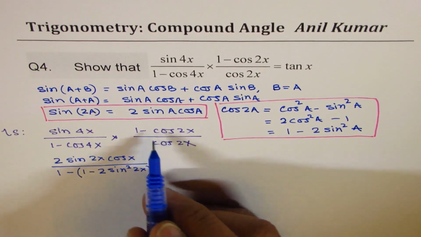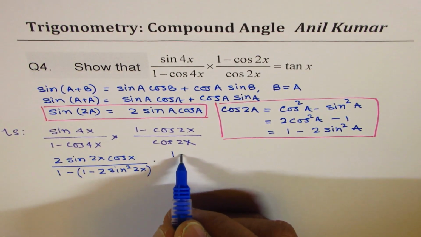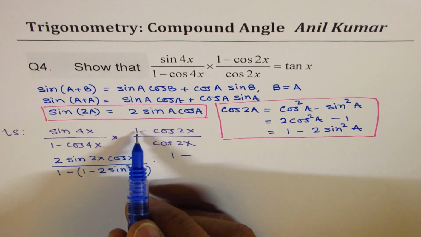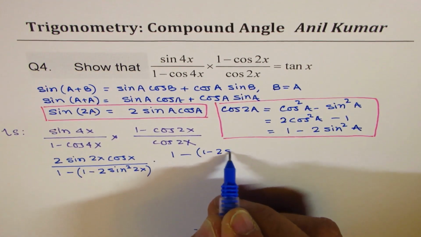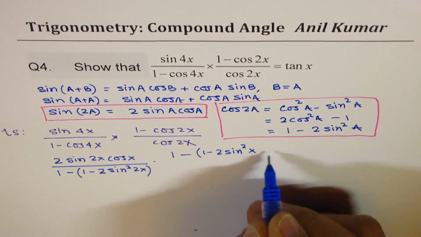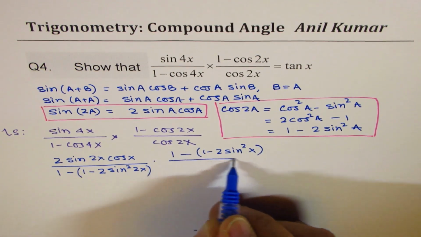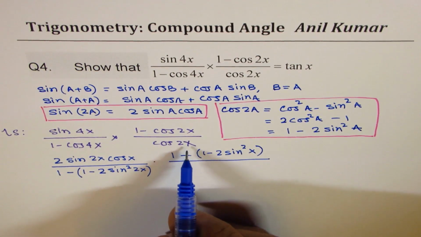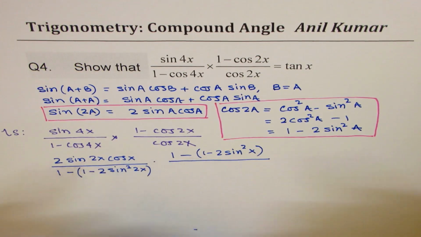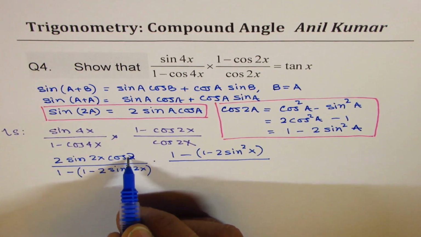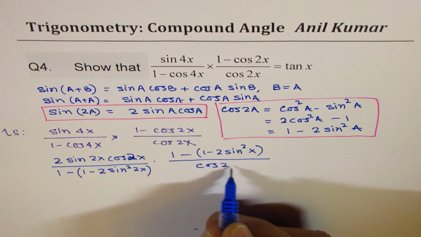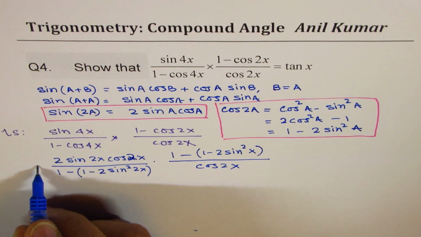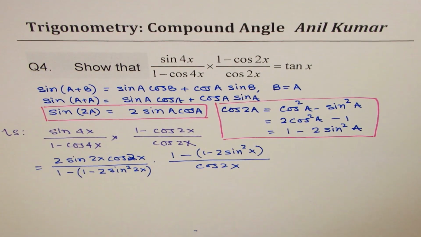And on this side, 1 minus cos 2x, same strategy. We have to get rid of this 1. So we'll use 1 minus 2 sine square x. And in the denominator, we have cos 2x. I'm sorry, this was cos 2x. Sine 2x, cos 2x. Since we have a cos 2x here, it's better to just keep it as cos 2x. Does it make sense to you? So this cos 2x and cos 2x will cancel out.